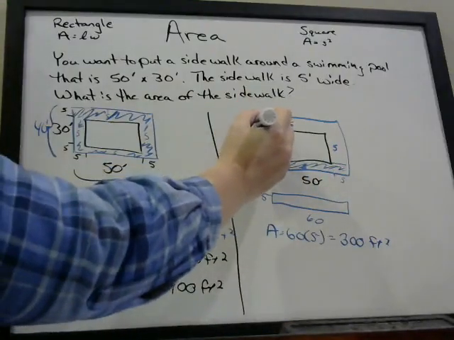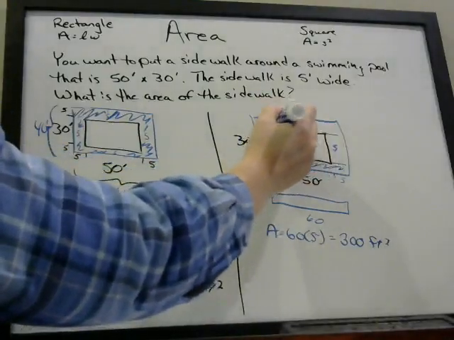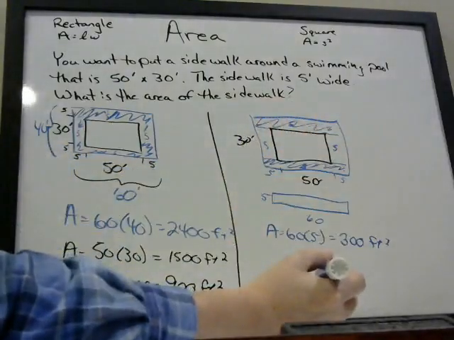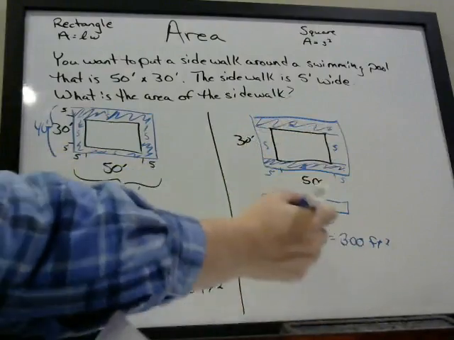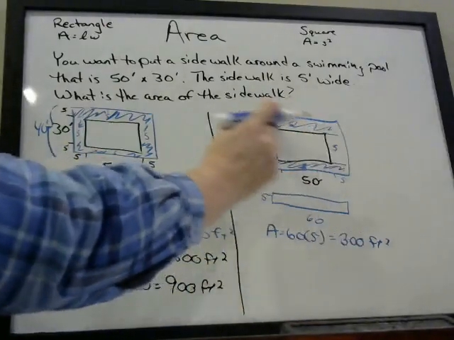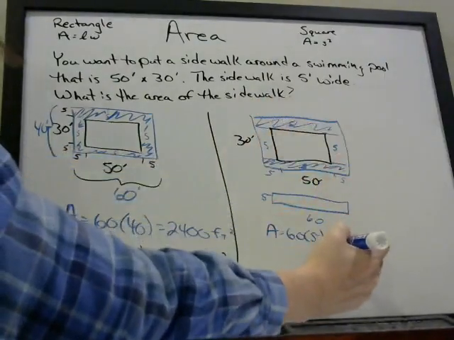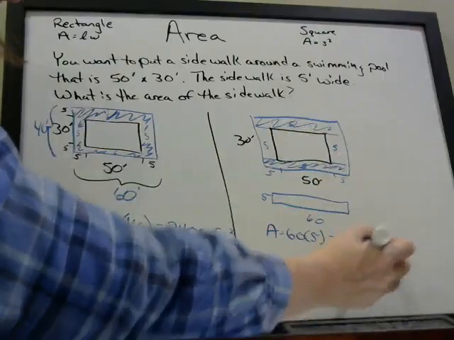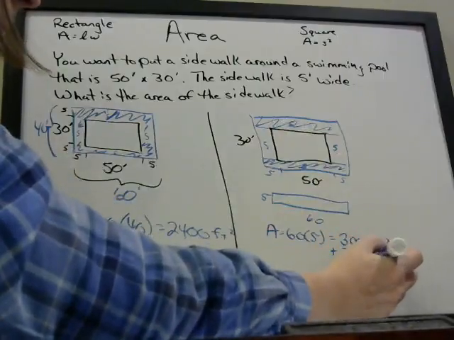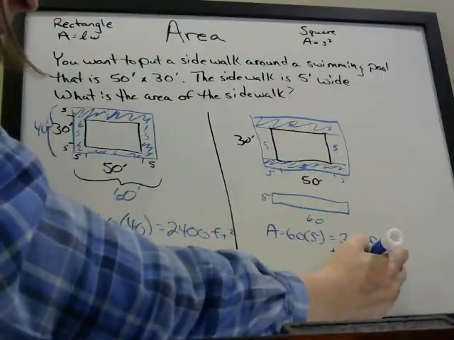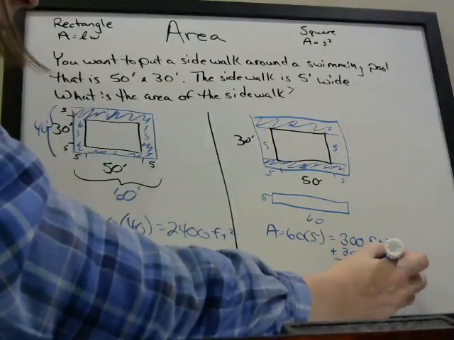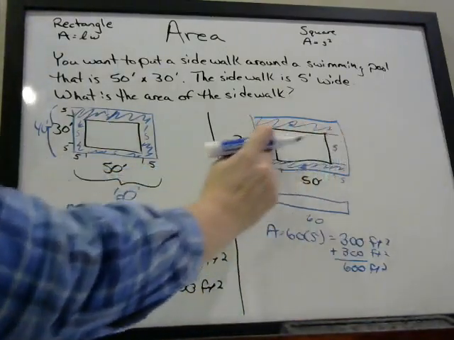And we know that this is going to be the same area up here. These are going to be equal because that's what a rectangle is. So if we have 300 square feet here, this is going to be 300 square feet. So we're going to add on another 300 square feet. So far we have a total of 600 square feet, but we haven't added on these two yet.